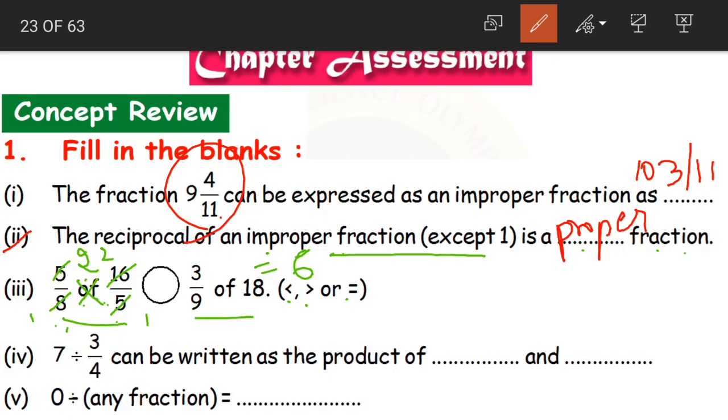So we are having 2 here and we are having 6 here. What sign should we put? We should keep the less than sign. 2 is less than 6. So 5 by 8 of 16 by 5 is less than 3 by 9 of 18. Clear, students? Yes. Now 7 divided by 3 by 4 can be written as the product of dash and dash.